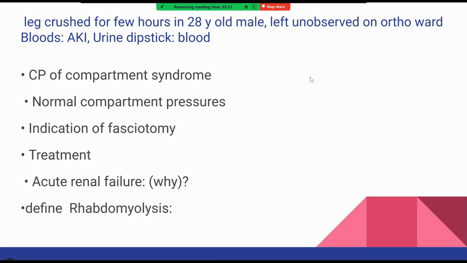So can you define what is rhabdomyolysis? Okay. Rhabdomyolysis is a breakdown of muscle fiber cells with subsequent release of myoglobin into the blood and subsequent spread of myoglobin in the body. It could result from injury, it could result from compartment syndrome, crush injury, or severe burns.